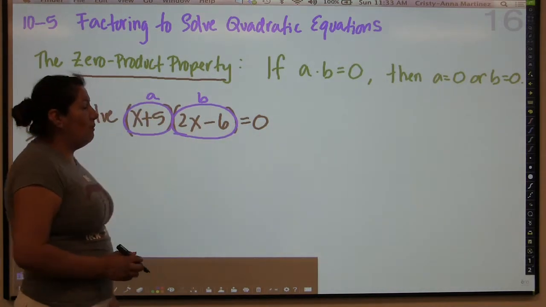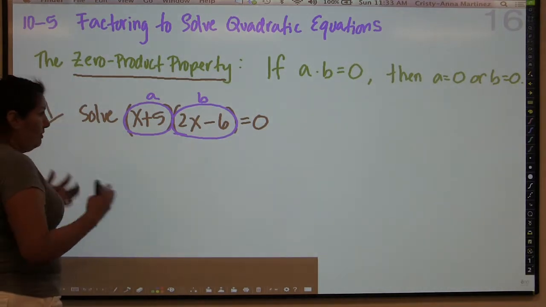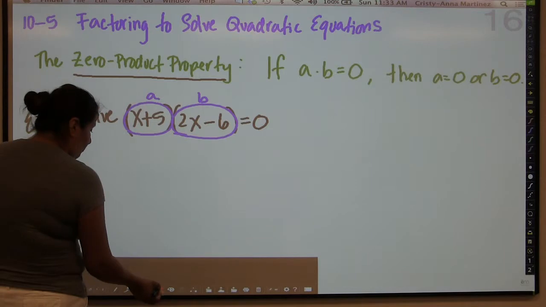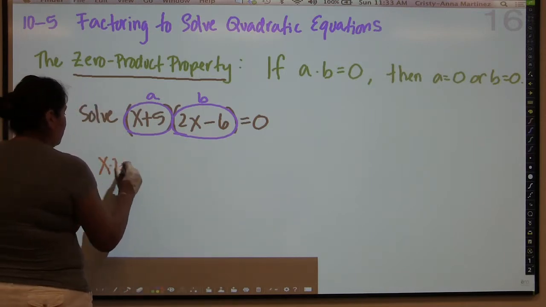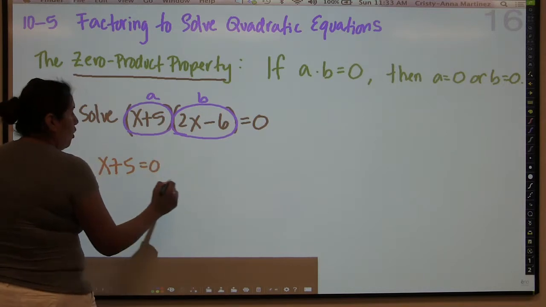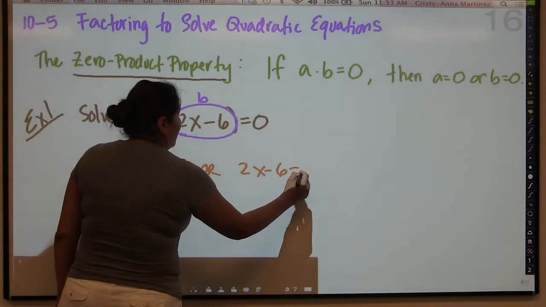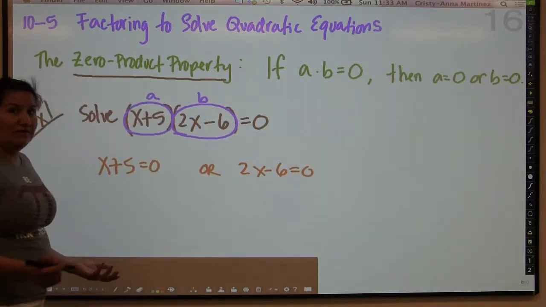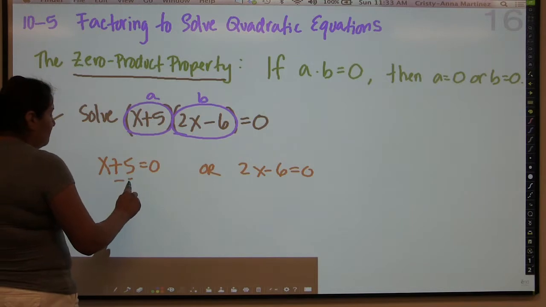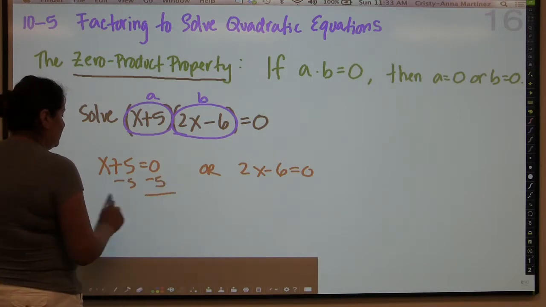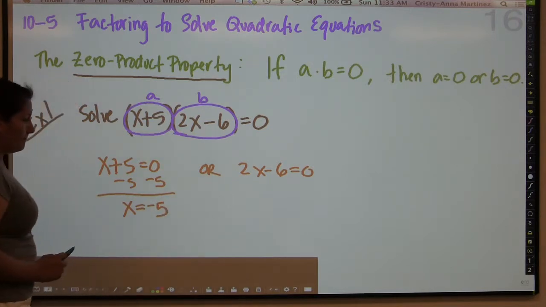And according to the property, we can then say that either A is going to equal 0 or B is going to equal 0. So we can actually solve the two factors separately. So we'll say either x plus 5 equals 0 or 2x minus 6 equals 0. And now it's not very hard to solve these at all because these are very linear, very easy to solve. We subtract 5 from both sides and x will equal negative 5.